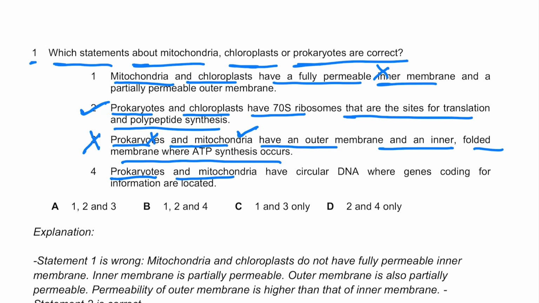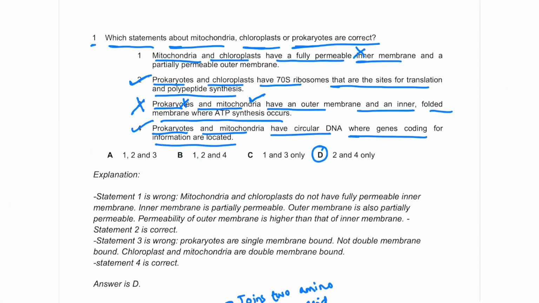Prokaryotes and mitochondria have circular DNA. Yes, they do, where genes coding for information are located. This is a true statement. The answer is 2 and 4 only. The answer is D. So guys, we are done with the difficult MCQs.